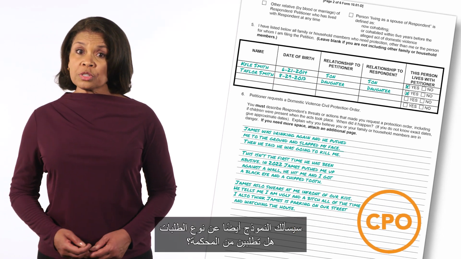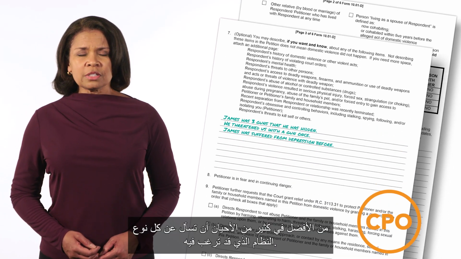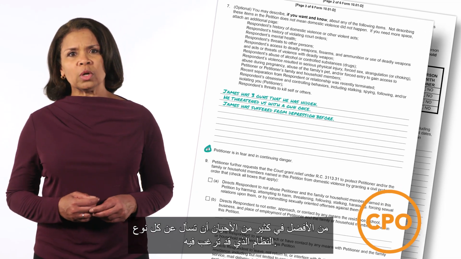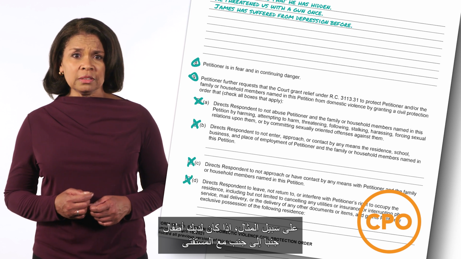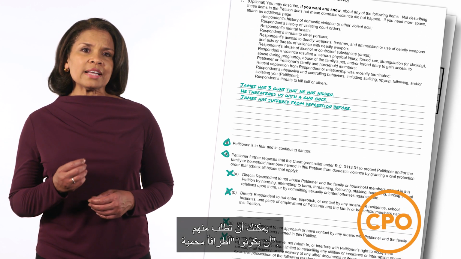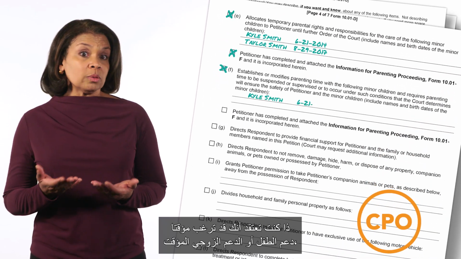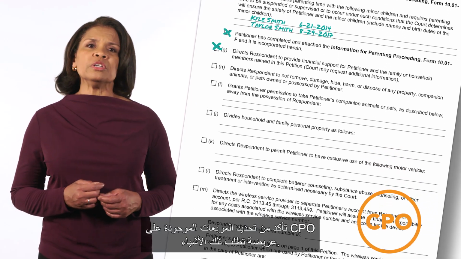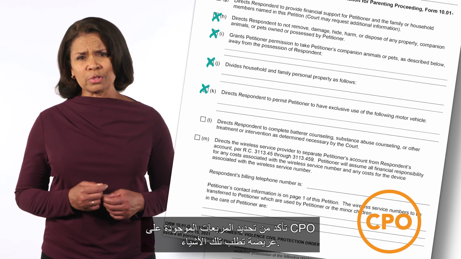The form will also ask you what type of orders you are asking for from the court. It's often best to ask for every kind of order you might possibly want. For instance, if you have children together with a respondent and you think the respondent is dangerous for the children, you can ask for them to be protected parties. If you think you might want temporary child support or temporary spousal support, be sure to check the boxes on the CPO petition asking for those things.